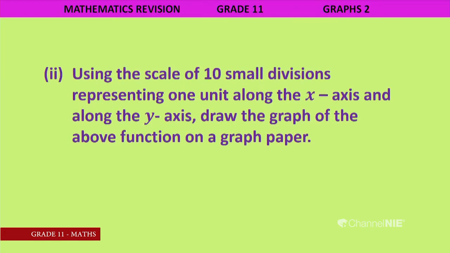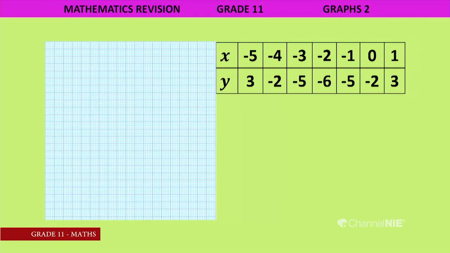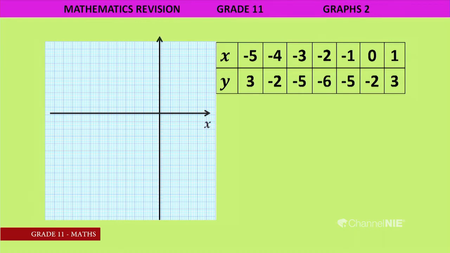Using the scale of 10 small divisions representing 1 unit along the x-axis and along the y-axis, draw the graph of the above function on a graph paper. This is your table of values. This is your graph paper. X-axis. Yes, x-axis. Then this is your y-axis.